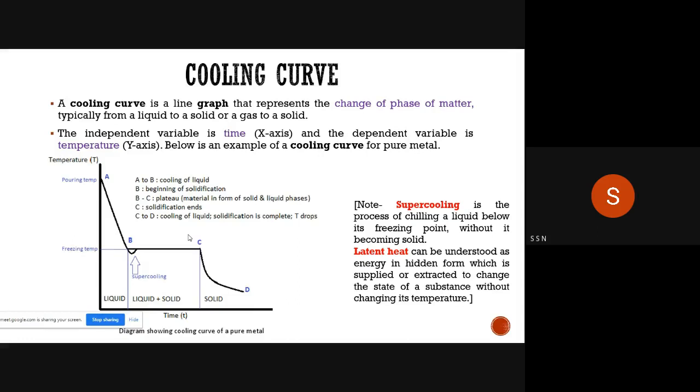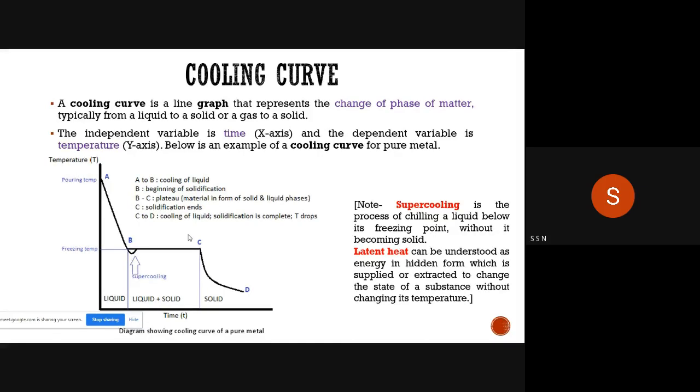That energy may be given or that energy may be taken. Given for conversion of solid phase to liquid phase, and taken whenever it has to be converted from liquid phase to solid phase. That's why in the definition it is written that sometimes it is supplied and sometimes it is extracted. That means latent heat can be understood as energy in the hidden form which is supplied or extracted to change the state of substance without changing its temperature.